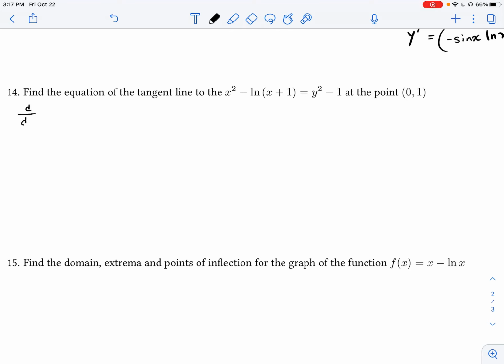If I take the derivative of all this, which is the first step in order for me to find the equation of the tangent line, I need to know my slope. So I'll need to differentiate all of this.